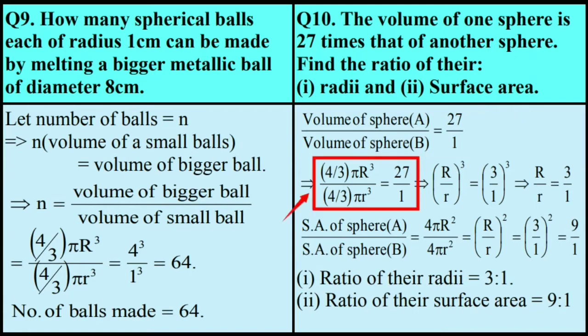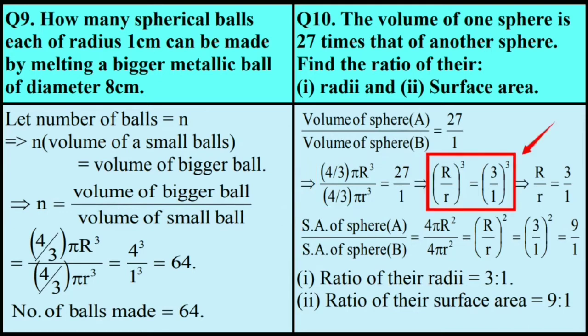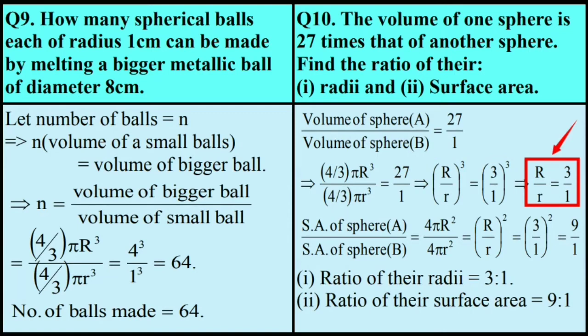In this relation, 4 by 3 pi capital R cube is volume of sphere A and 4 by 3 pi small r cube is volume of the sphere B, and the ratio is 27 by 1. The simplified relation obtained is capital R by small r whole cube is equal to 3 by 1 whole cube, and it results in capital R by small r is equal to 3 by 1. Hence, the ratio of their radii is 3:1.